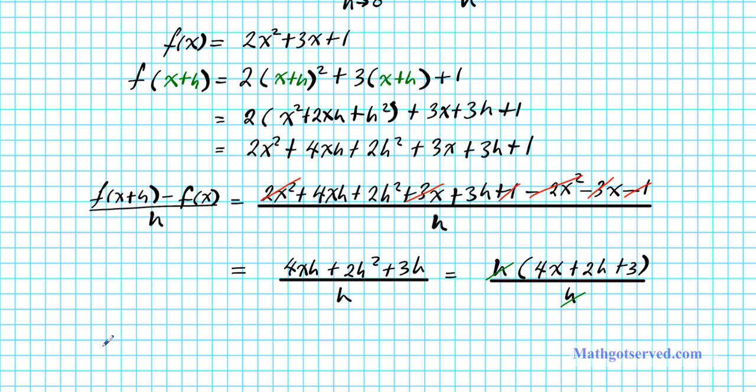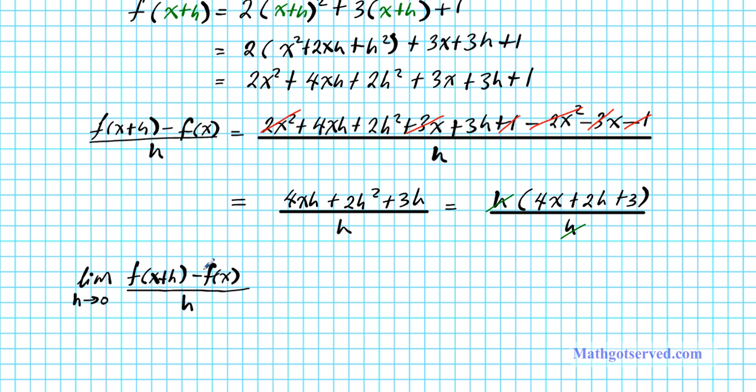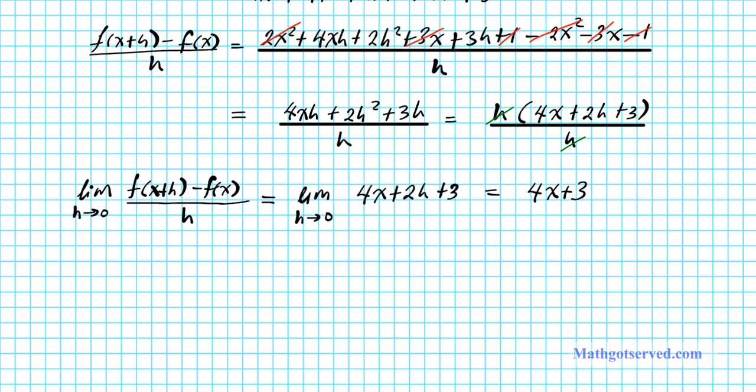So let's find the limit as h approaches 0 of f of x plus h minus f of x over h. Since this entire quotient is this quantity, what we're now looking for is the limit as h approaches 0 of 4x plus 2h plus 3. How do we find that? You just substitute 0 for h. It becomes 4x plus 3. That's the derivative. So f prime of x is equal to 4x plus 3.